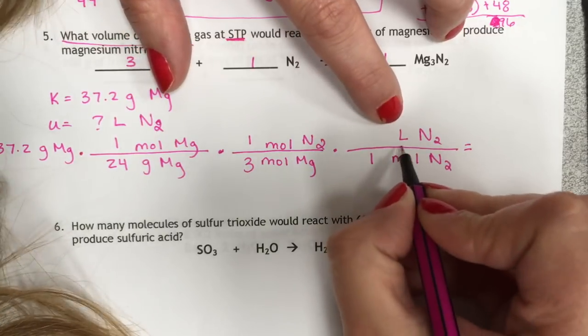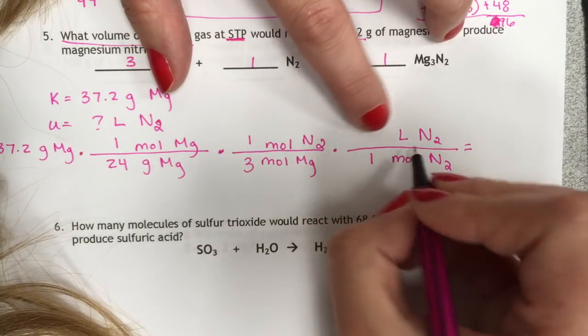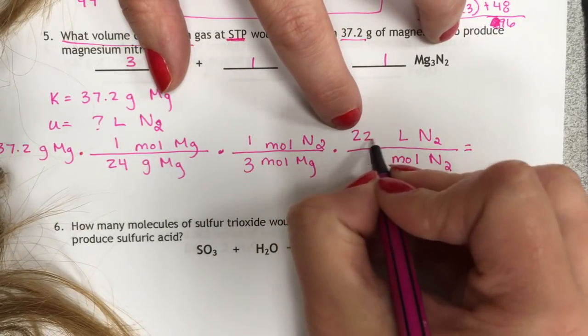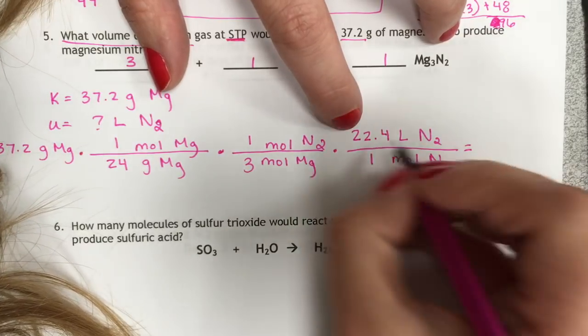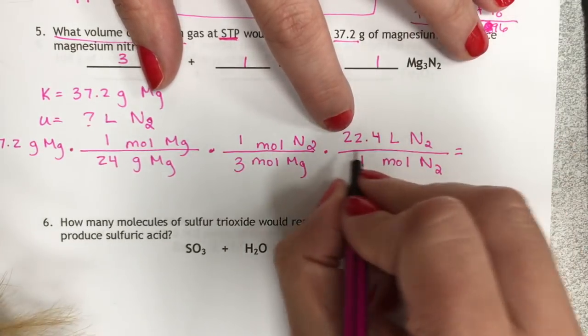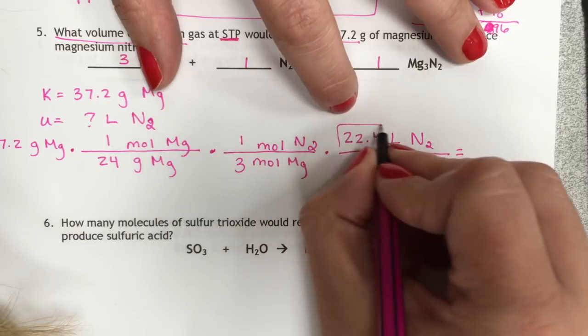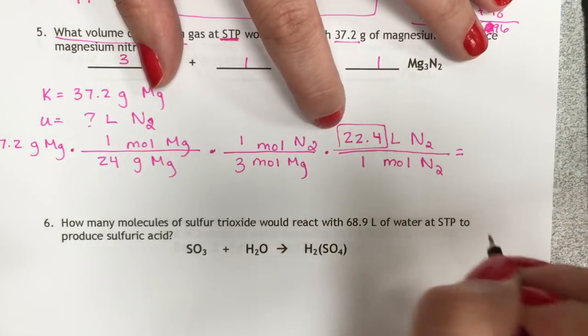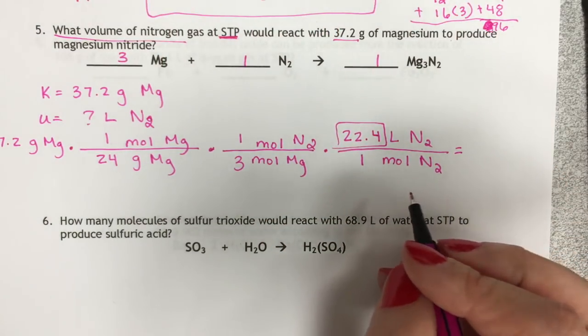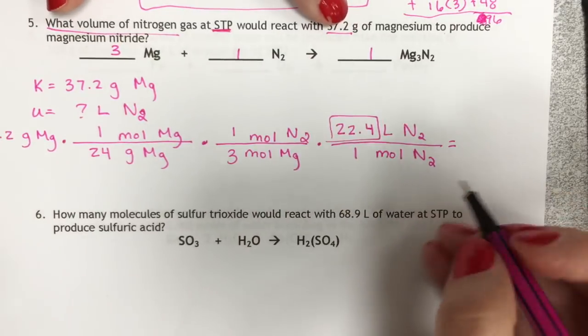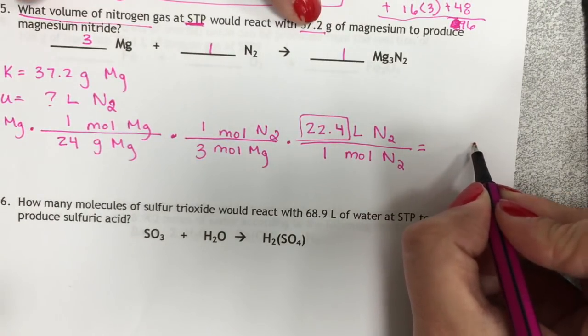Now remember, anytime you're converting from moles to liters, you're just using this constant. It's just like Avogadro's number. You're just using the constant. So that's always the case right here when we're dealing with gas. It's always that constant, okay? Now, moving on, we are at our end.